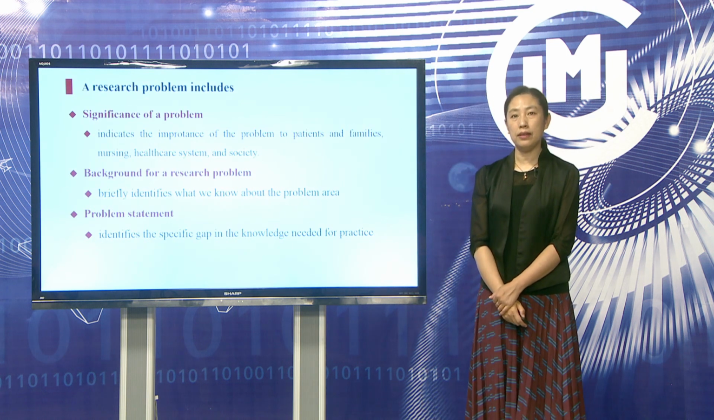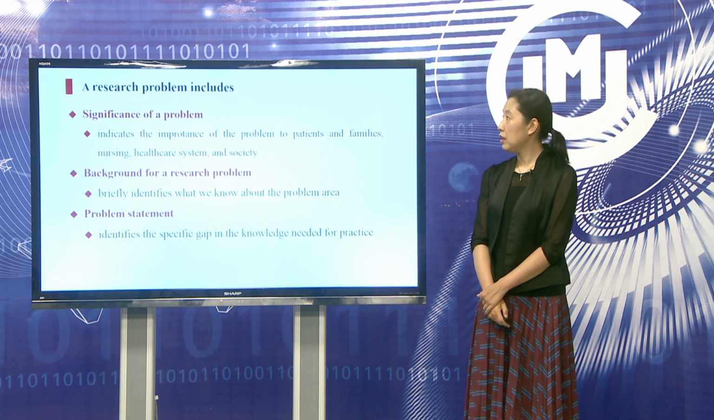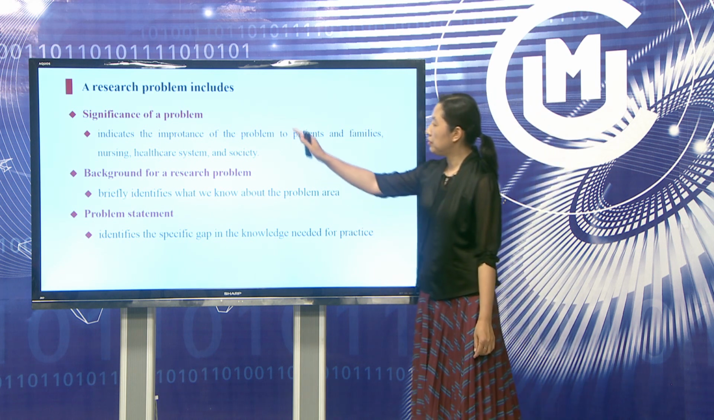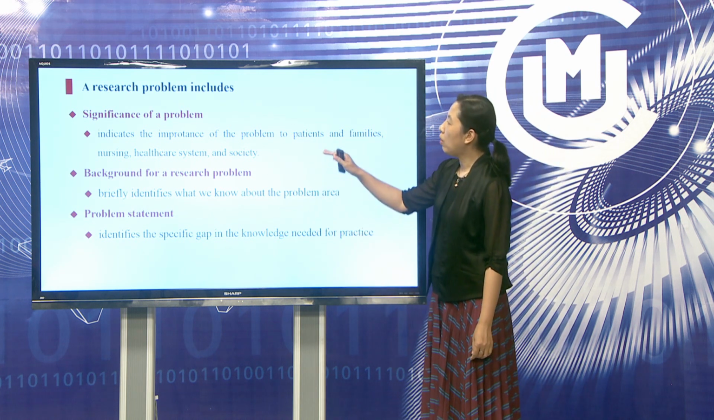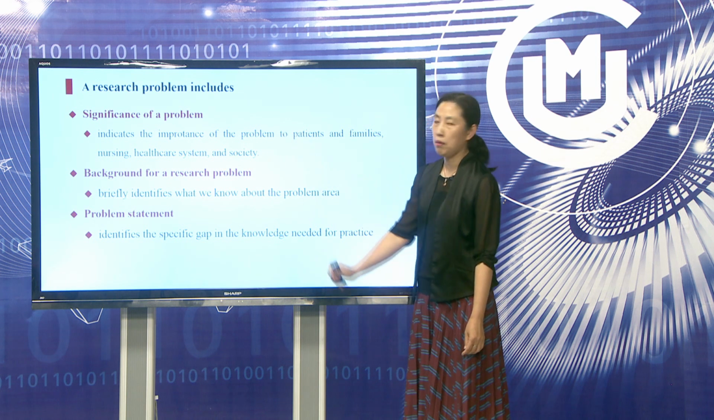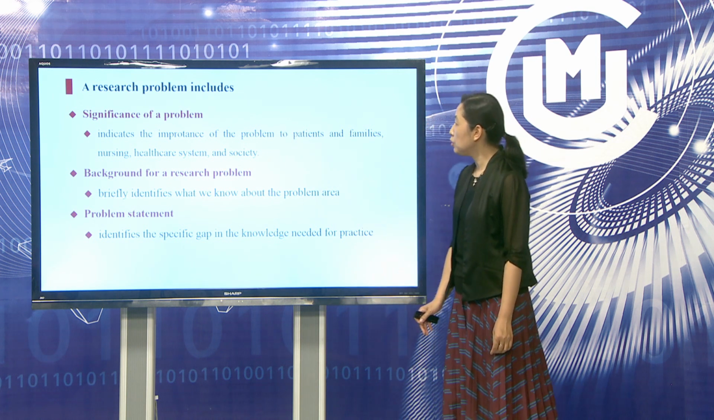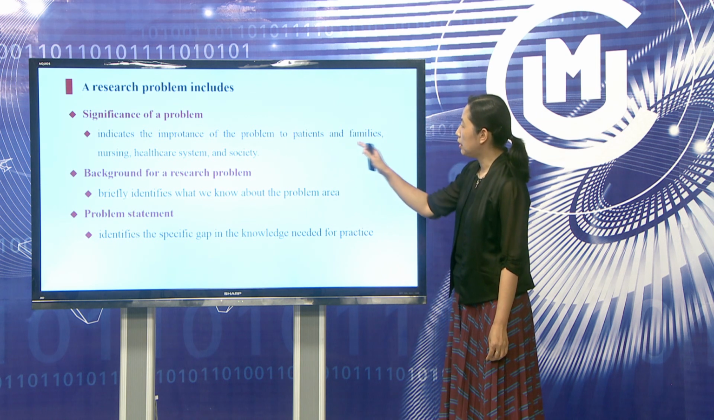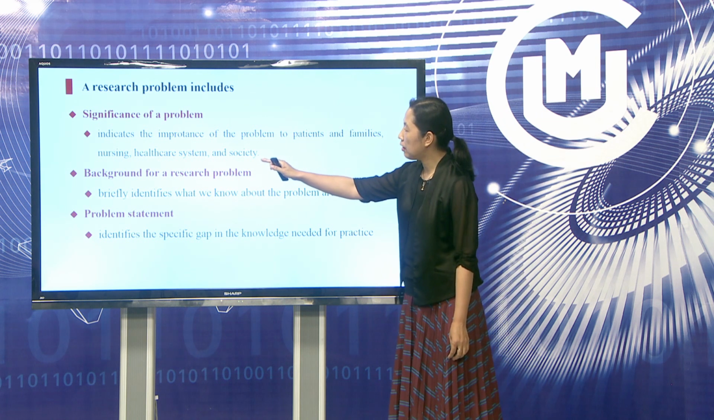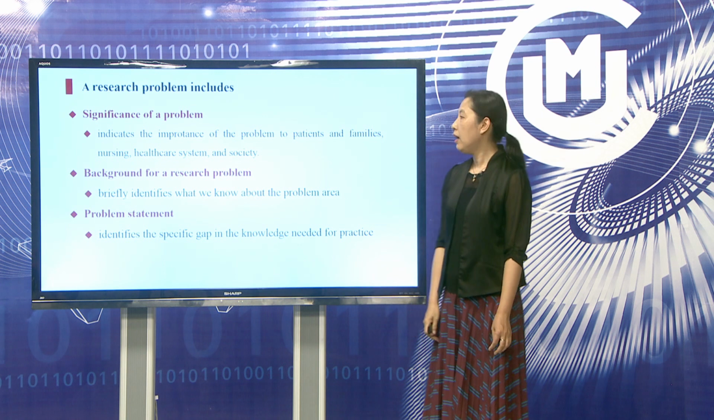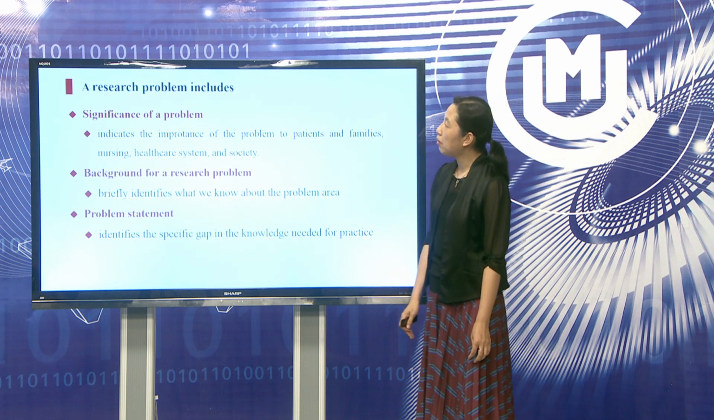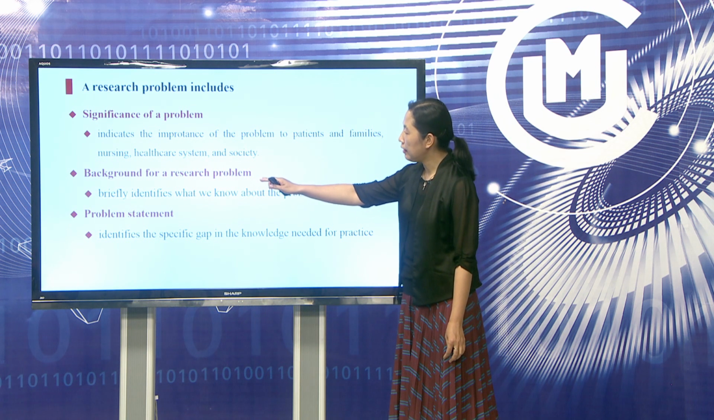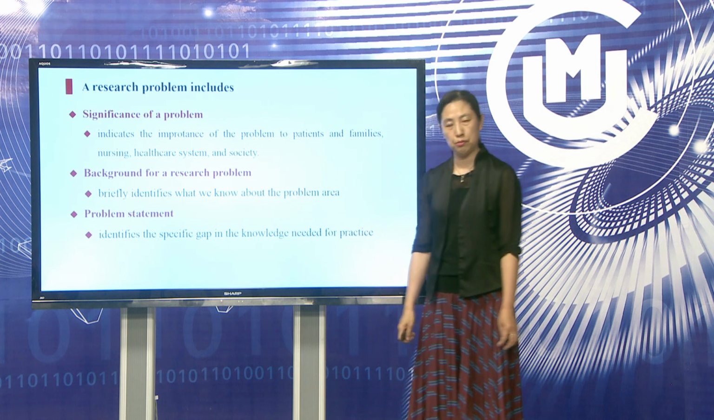So when we write down the research problem, usually it should include several parts. The first one is the significance of the problem. In this part, you need to describe the importance of the problem to patients and families, the nursing healthcare system, and society. And secondly, when you write down the problem, you need to identify the background for the research problem.